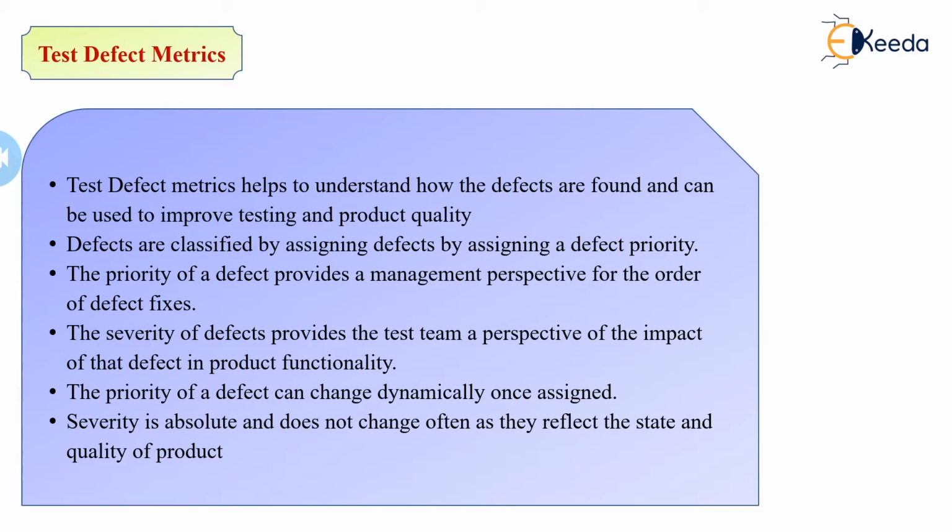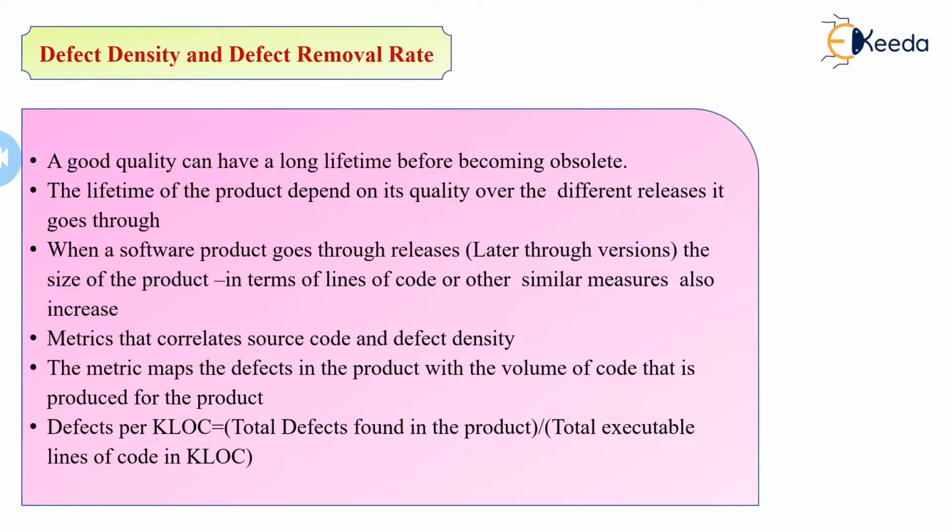Then, if there is a severity to the defect, the team should consider the impact and solve it first. The priority of a defect can change, it is dynamically assigned. Once it is assigned it can change, depending upon how critical it is. Severity, however, is absolute and does not change. It reflects the state and the quality of the product. Now, defect density and the defect removal rate.